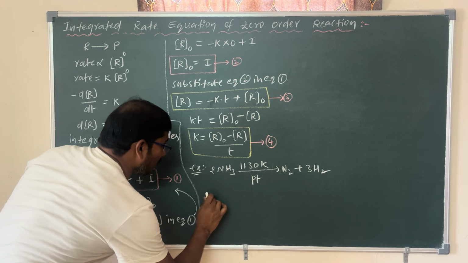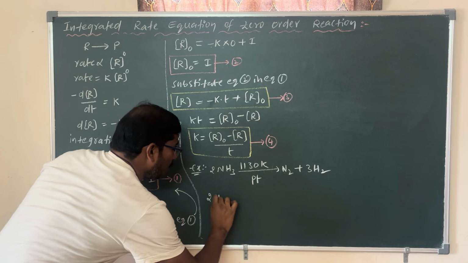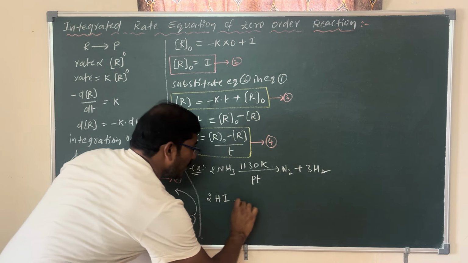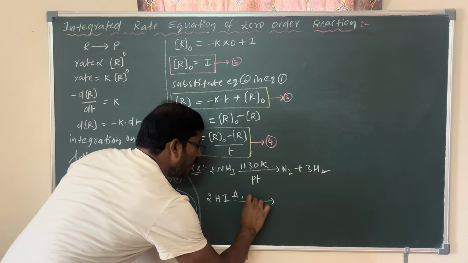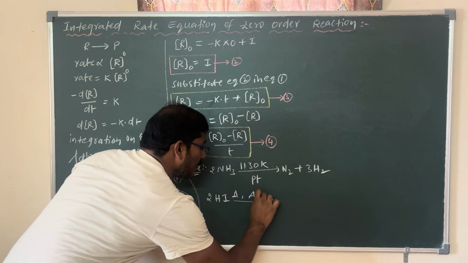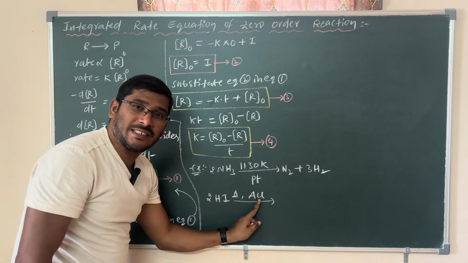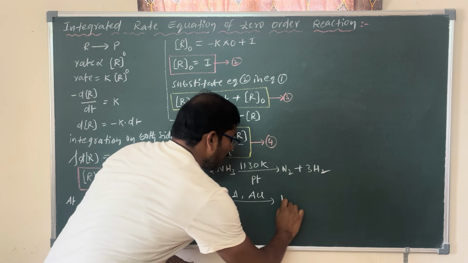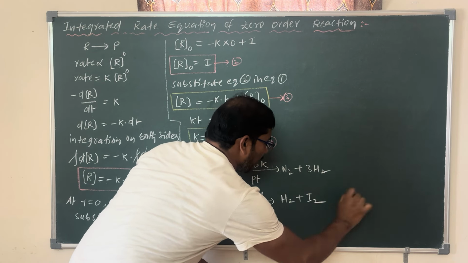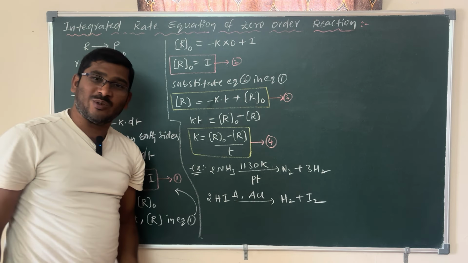And next, another example: the thermal decomposition of hydrogen iodide, you have to take. The reaction takes place in the presence of Rm. Here also the rate of reaction depends on the surface of the Rm catalyst, the decomposition of hydrogen iodide. So it gives H2 plus I2. Keep in mind, students, very, very important. 100% they will ask examples of this one.